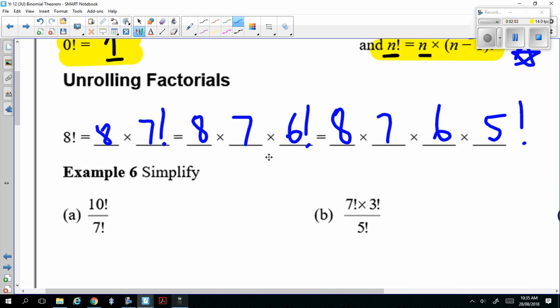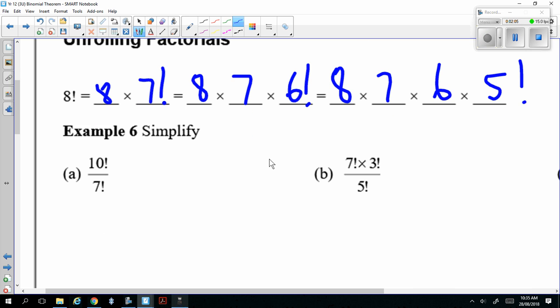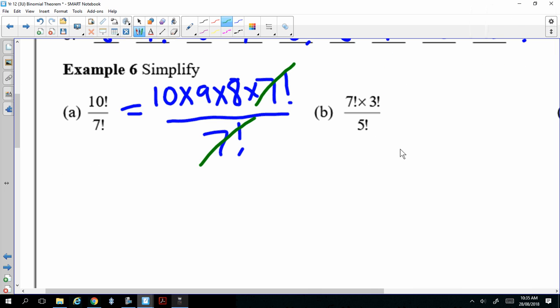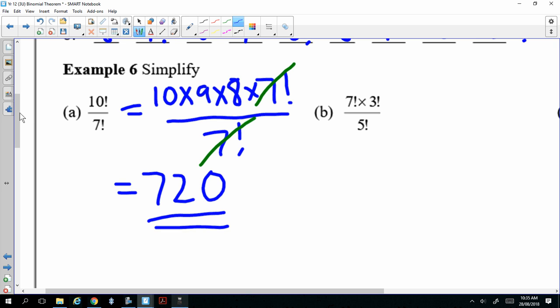What's example 6? This example, 10 factorial over 7 factorial. So you do 10 times 9 times 8 times 7. Stop at 7. Why do I stop at 7? Because that cancels. You can just work this out on a calculator, or you can do it by hand, which is going to be equal to 9 times 8 is 72, 720. Of course, you can do that on a calculator, but we want to learn how to do it without a calculator, so we can understand the algebra of it.